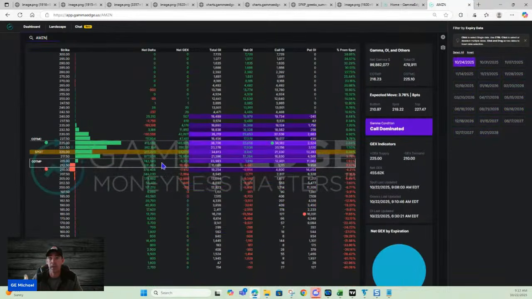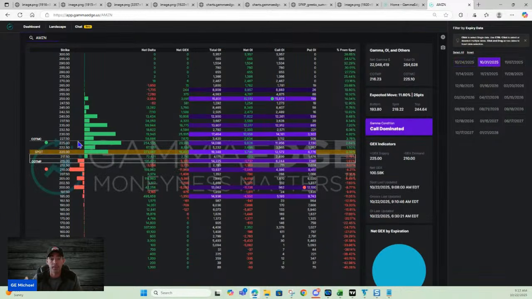Let's look at this expiry, 225 PGX COI. So that would be the target for this week. And then next week, PGX is 225, COI moves up to 250. So we still have speculation to the upside. So Amazon looks good.